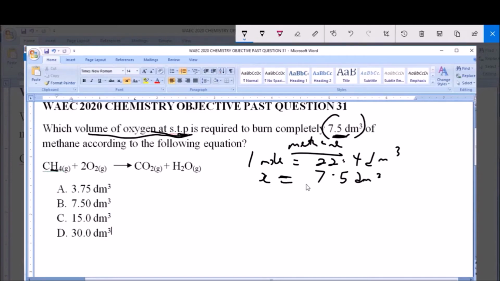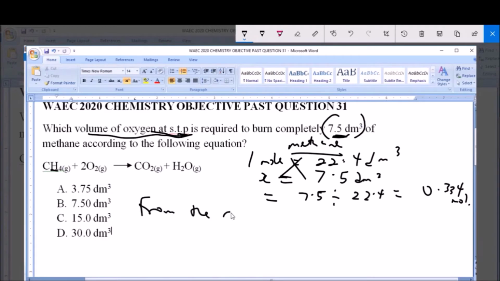So this is how we do that. And when you cross multiply, that will be 7.5 divided by 22.4, and that is 0.334 mole. Now from the reaction, 2 mole of oxygen was used. So you can see here 2 mole of oxygen was used to burn this volume of methane, guys.